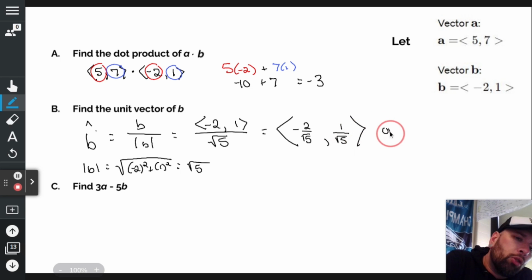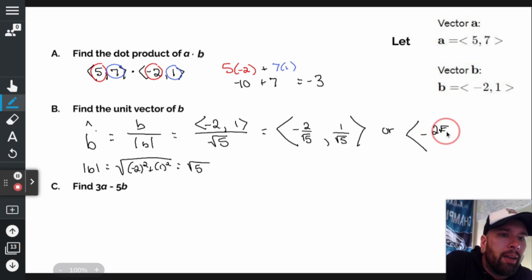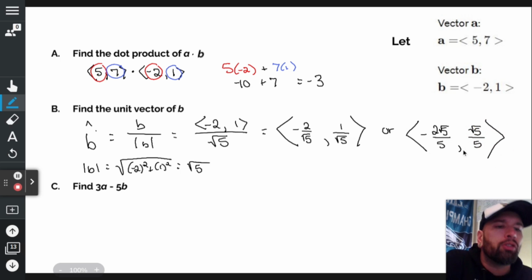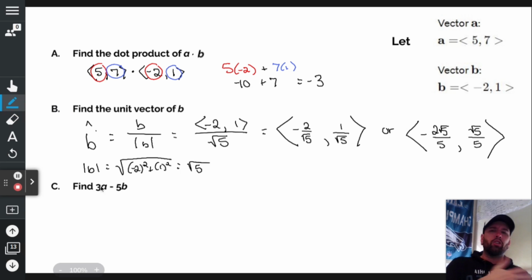And if you wanted to really be specific, multiply the top and the bottom by √5. That gets you -2√5 over 5. Multiply the top and the bottom by √5. So √5 over 5. Because, you know, it's against the law to have square roots in the denominator. Against the law. This is just regular vector algebra. When stuff's given to you in component form, it's exactly the way it looks.